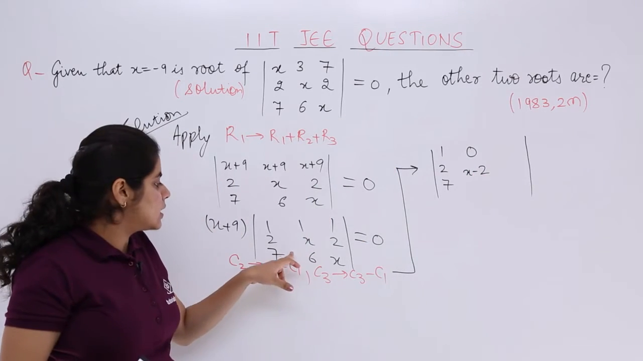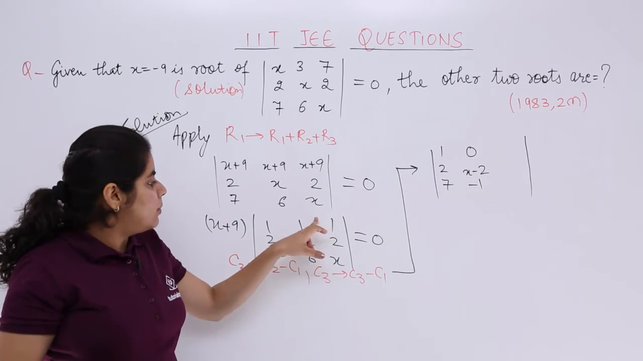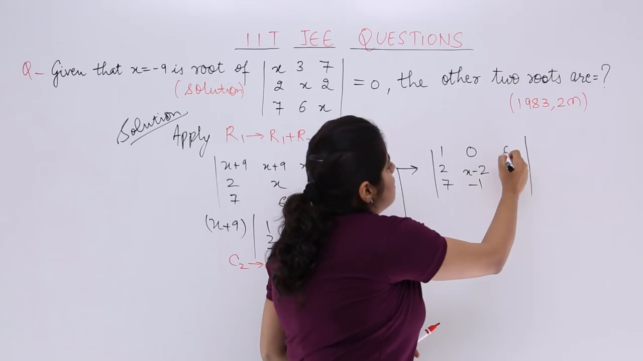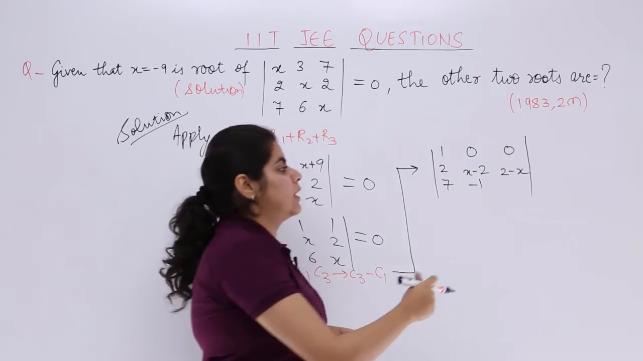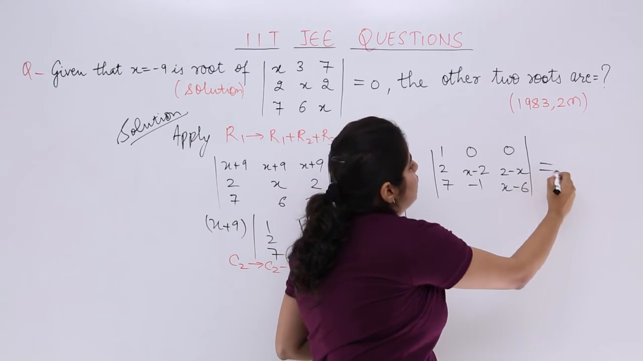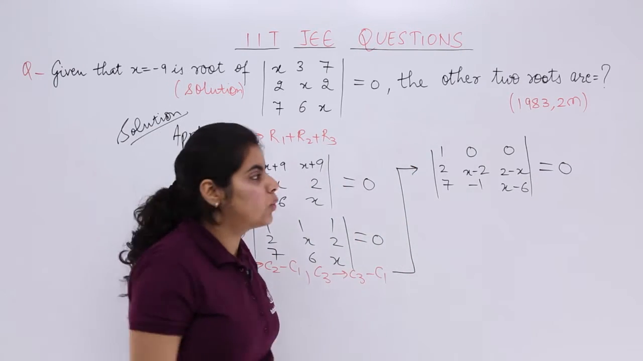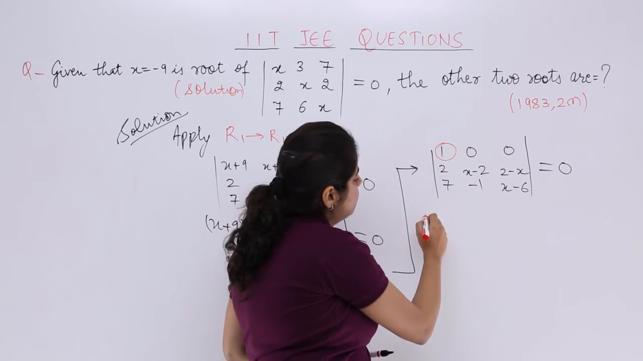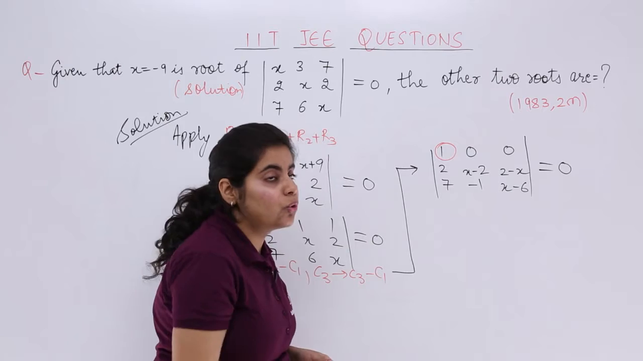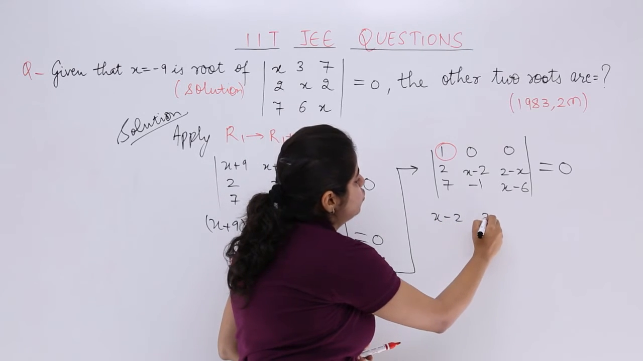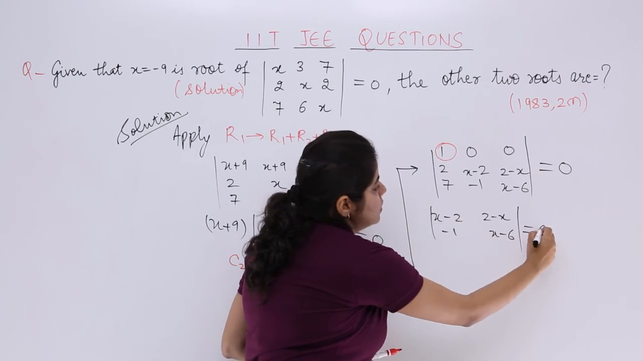Next, 6 minus 7 is minus 1, right? Next, 1 minus 1, 0, then 2 minus x, so 0, 2 minus x. Next, x minus 6. Then you have 2 zeros, okay, good for us. Let's start with this one. Ignoring the column and the row, we are left with x minus 2, 2 minus x, minus 1, x minus 6, equal to 0.